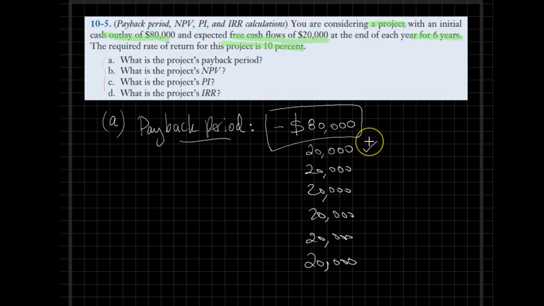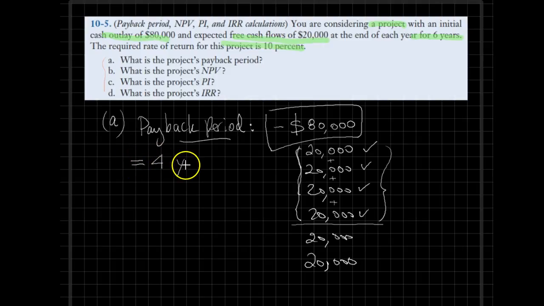Would 1 year suffice to get that back? No, it won't. 2 years? No, the total would be 40,000, still below the initial outlay. 3 years? The total would be 60,000, but still below the threshold. How about 4 years? It looks like the total of the first 4 years' cash flows is enough to recover our initial outlay. Therefore, the payback period in this example would be 4 years.